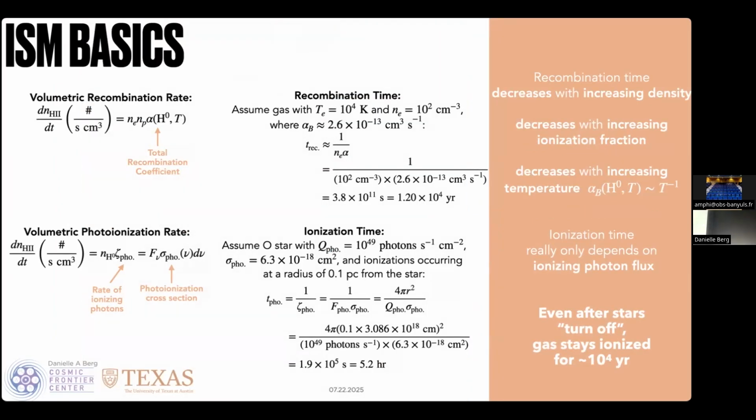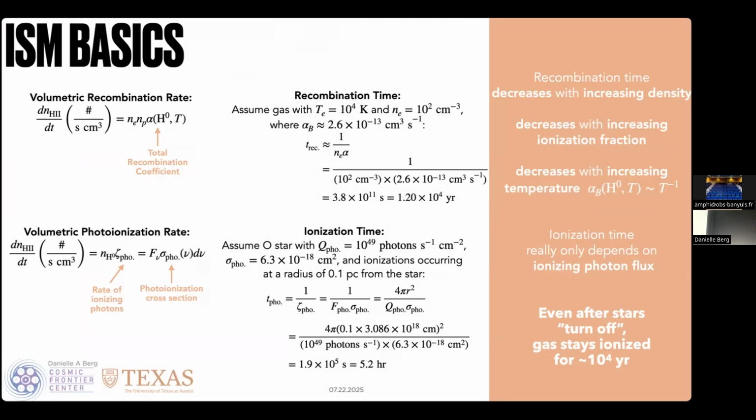Okay, so we get recombination and photoionization. Photoionization just means those energetic photons that are more energetic than 13.6 electron volts. They can ionize hydrogen. The way we look at our volumetric photoionization rate is we care about how much density of neutral hydrogen we have, and we have some rate of ionizing photons. If we expand that a little further, we might care about the cross section of how likely those photons are to actually hit our hydrogen.